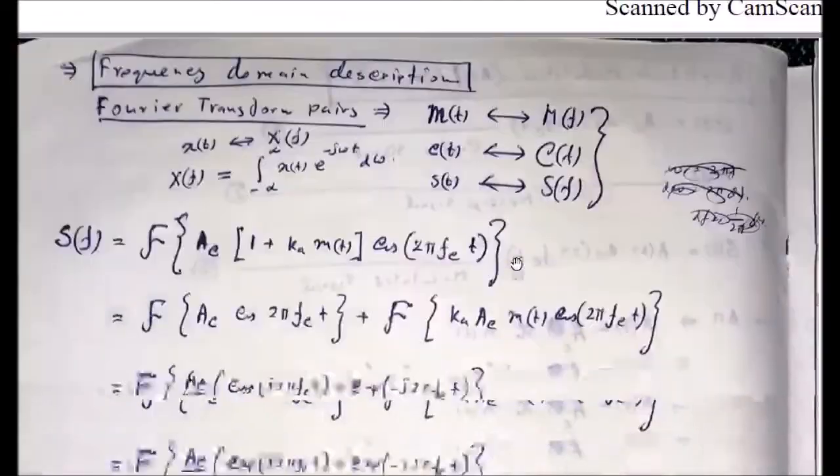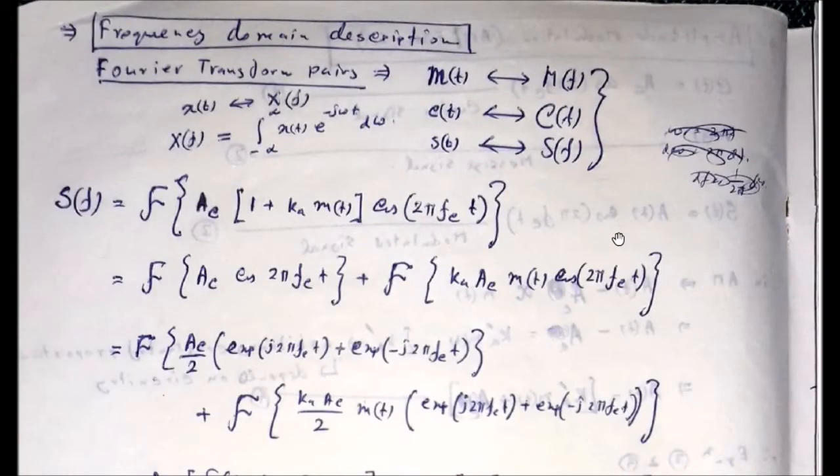Okay, now I am going to the frequency domain description of amplitude modulation. Suppose the Fourier transform pairs are defined as m(t), the time domain message signal, with its frequency domain M(f), okay, f is the frequency. c(t) is the carrier signal, its frequency domain is C(f). s(t) is the modulated signal, its frequency domain is S(f). Now if you want to find S(f), that means the frequency domain of the modulated signal, it should be the Fourier transform of the time domain modulated signal, that means s(t).